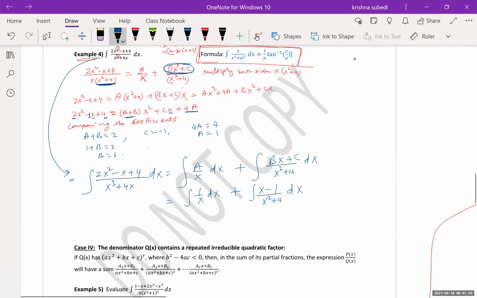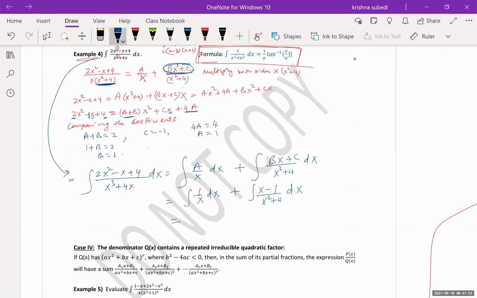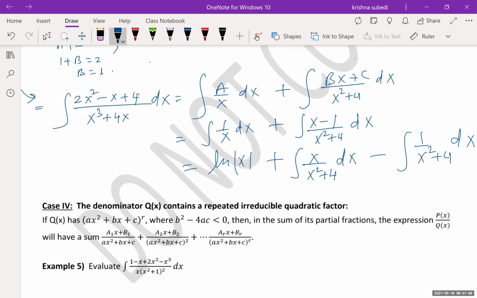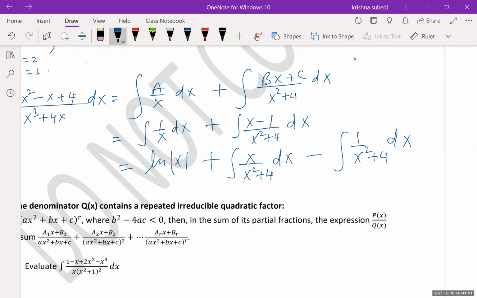Now this one you already know, which is ln x, but for this one the substitution rule is not going to work. What you can do is just use common sense, guys. We can write x over x squared plus 4 dx minus 1 over x squared plus 4 dx. We can just put them separately. Now all you need to do is find the integration of these two.